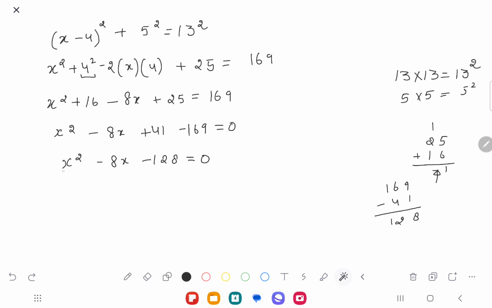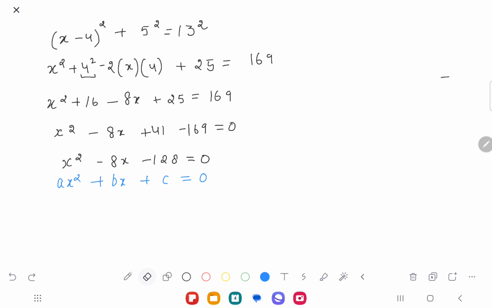Once you form the equation, so that you are able to compare it with the general quadratic equation, you write it down like this: ax square plus bx plus c equals 0. Yes or no? So when you have this equation, I hope you're understanding what is happening. You have a as 1, b as minus 8, and c as minus 128. Understood? So when you have these values, what are you going to do? Just tell me.